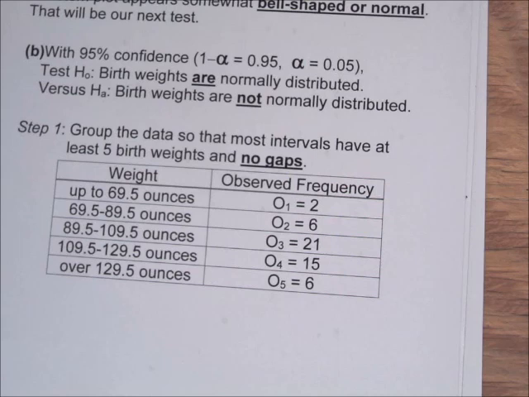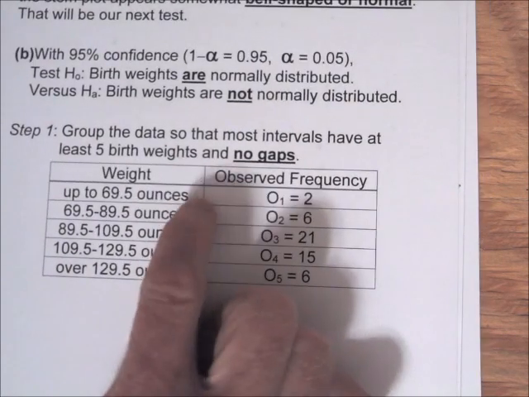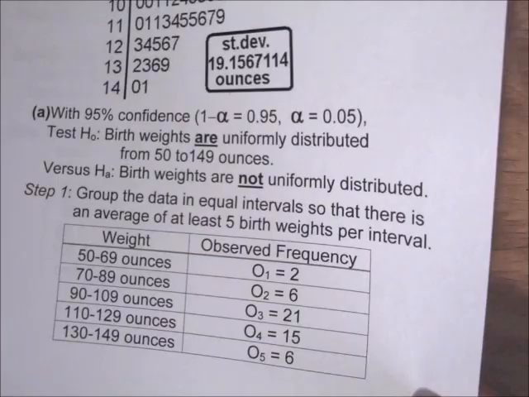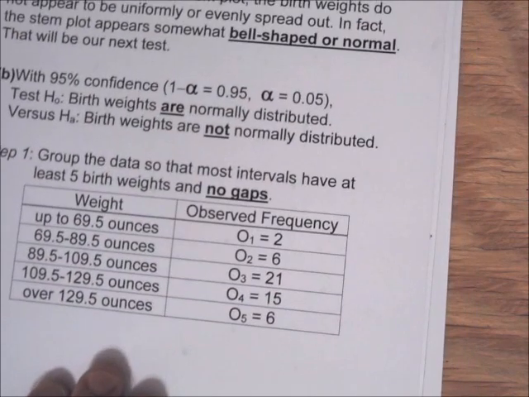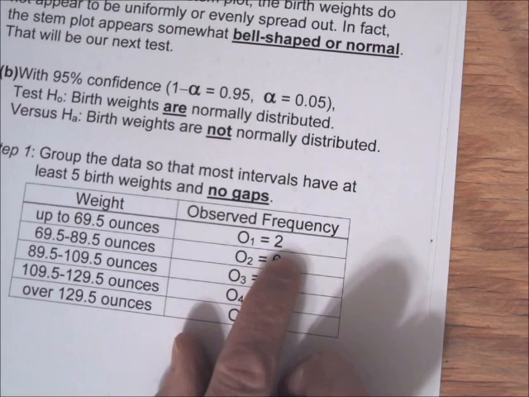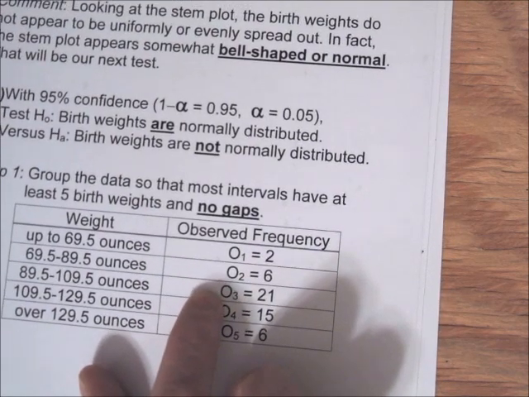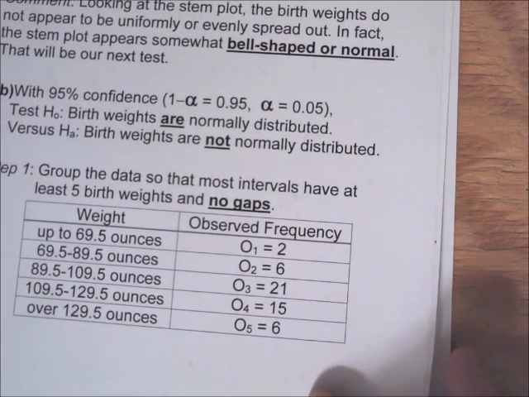For normal, to use a normal random variable, we need to fill in all the gaps. For the first interval, instead of going from 50 to 69, anything less than 69.5 will be in the first interval, and the observed frequency is 2. So basically these are the same intervals as before, but we just filled in the gaps. So we're going to have the same observed values. There are 2 that are less than 69.5 ounces, 6 babies between 69.5 and 89.5, and so forth. So those are the observed values.